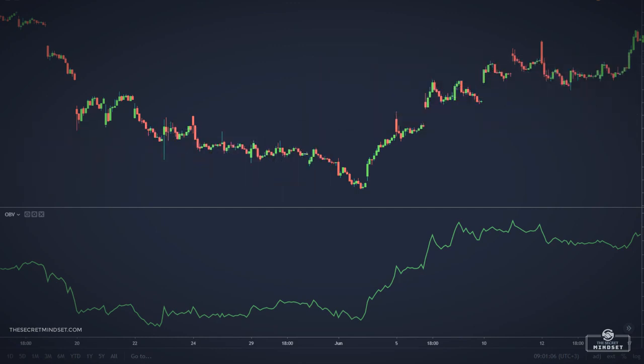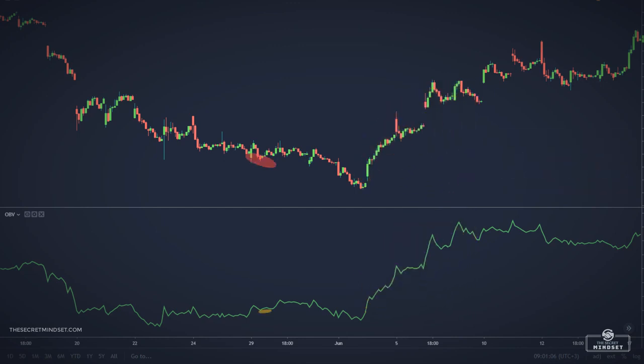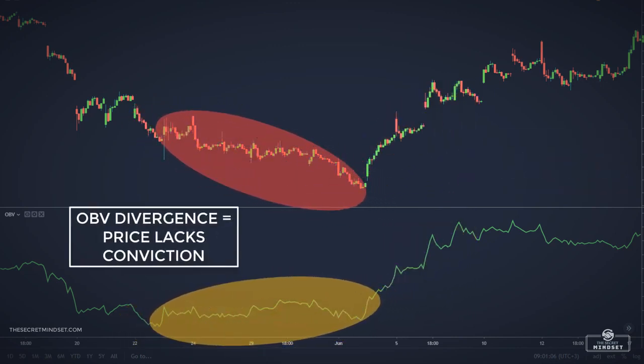On a down day, the volume is subtracted from the previous day OBV. Increasing or decreasing price followed by increasing volume suggests a confirmation of the price trend. Increasing or decreasing price followed by decreasing volume suggests that the price movement is weak and lacking conviction.